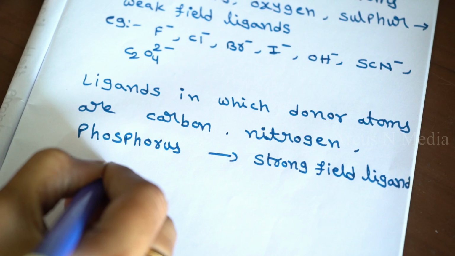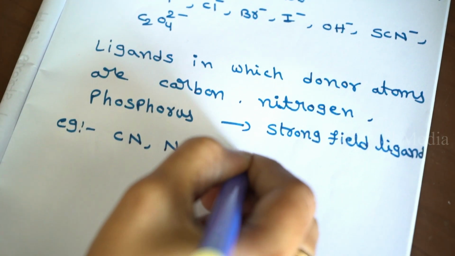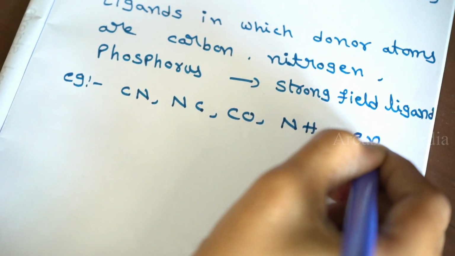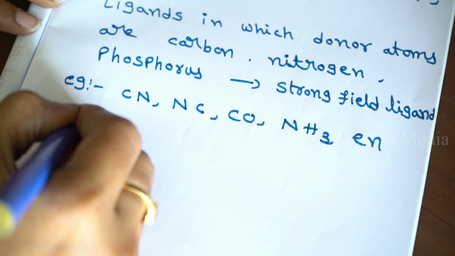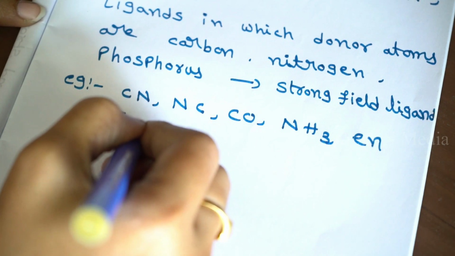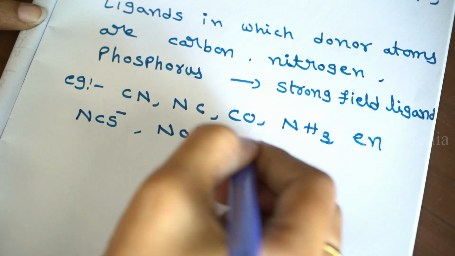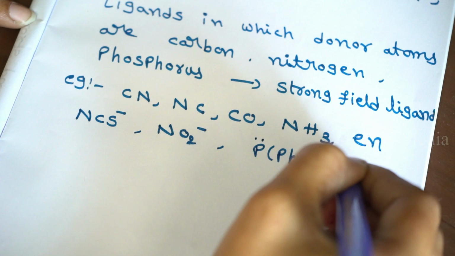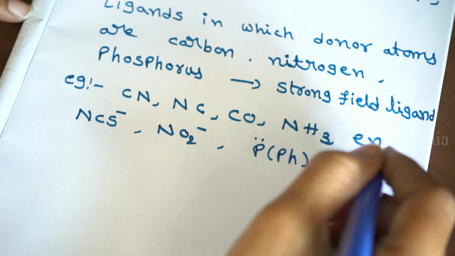Examples are cyanide, isocyanide, carbonyl, ammonia, ethylenediamine, which is EN, NCS minus, which means isothiocyanate ion, nitro, triphenylphosphine and trimethylphosphine. These will act as the strong field ligands.